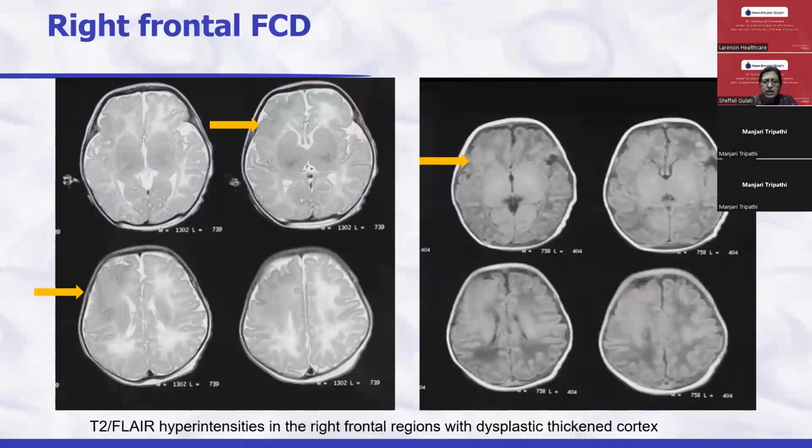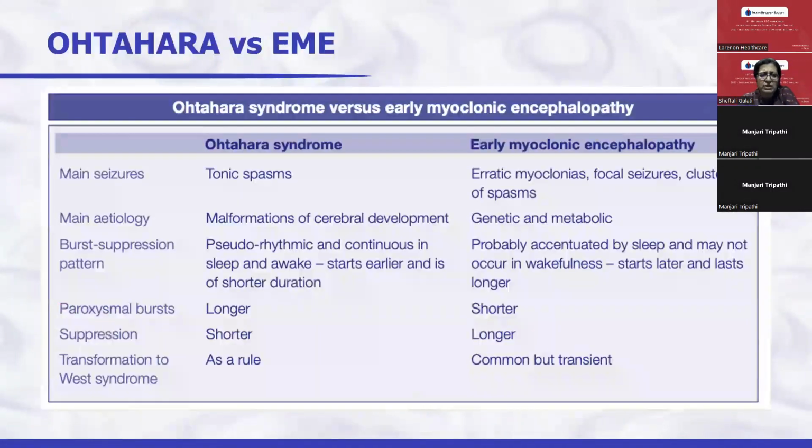This same child, whom we talked about, had a right frontal FCD, and that could be seen in this MRI, in which there were T2 FLAIR hyperintensities in the right frontal region with a dysplastic thickened cortex.